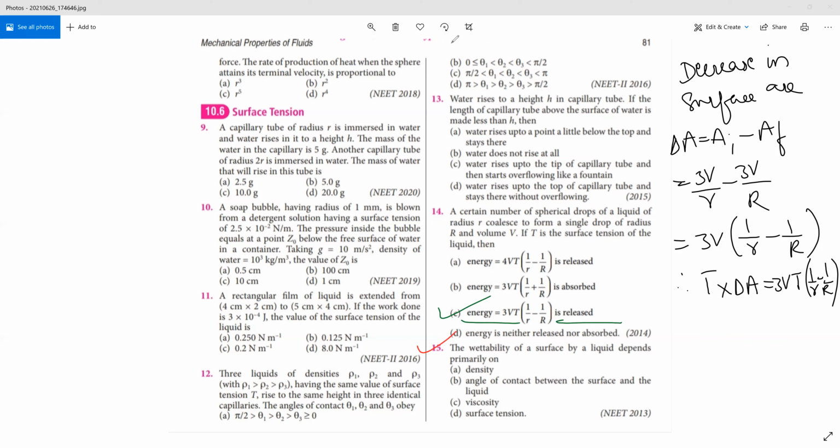15th one. The wettability of the surface by a liquid depends primarily on density, angle of contact between surface and liquid, viscosity, and surface tension. So we know the wettability of a surface by a liquid depends primarily on the angle of contact between the surface and the liquid. When we observe all the 4 options, the right answer is this one, that is, the angle of contact between the surface and the liquid.